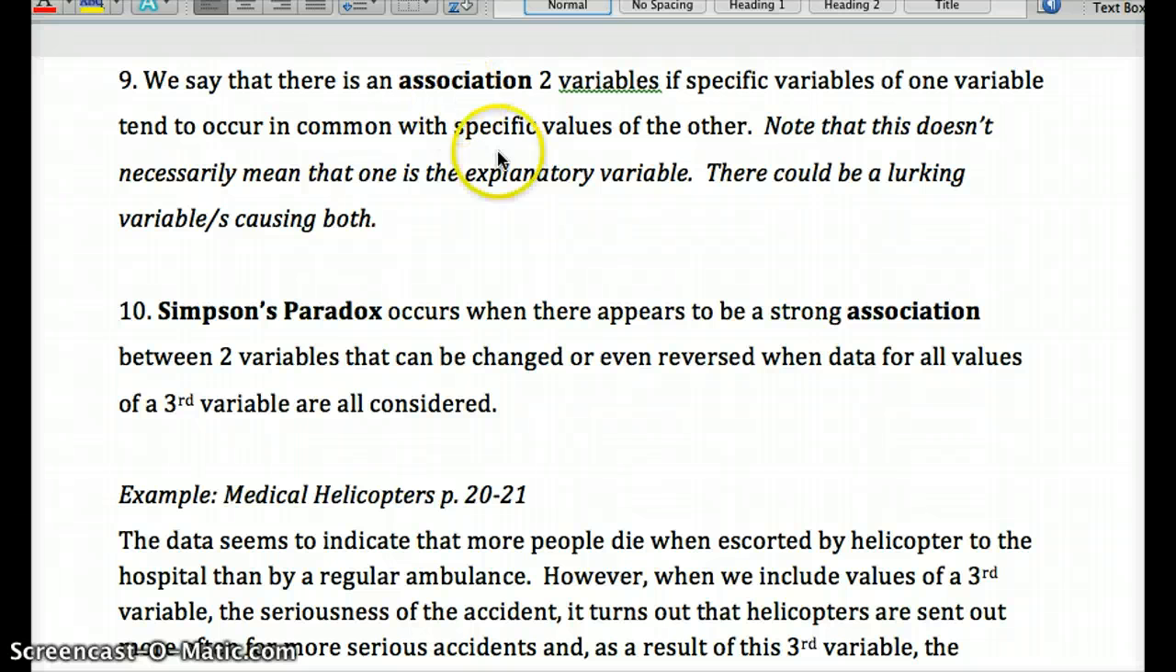Finally, we say there's an association between two variables if specific values of one variable tend to occur with specific values of a second variable. So that means if we think that there's some causation, if we think one change in one thing is causing change in another, then that's an association, meaning there's a cause and effect.